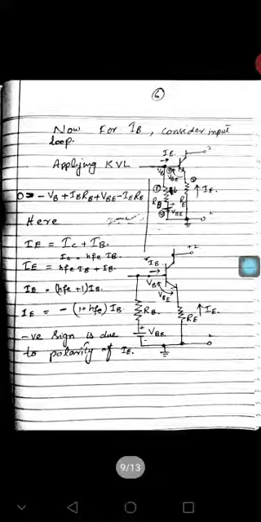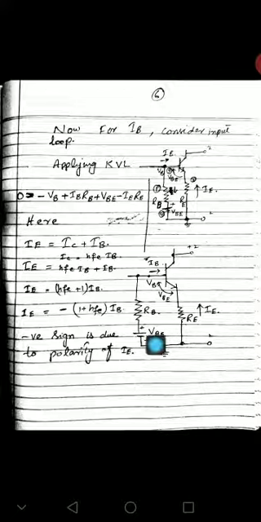Now, as we discuss the input loop, we have to find IB. Taking this loop, we apply KVL. We start from VBE, or we may start from minus VB, because it is from lower potential to higher potential.